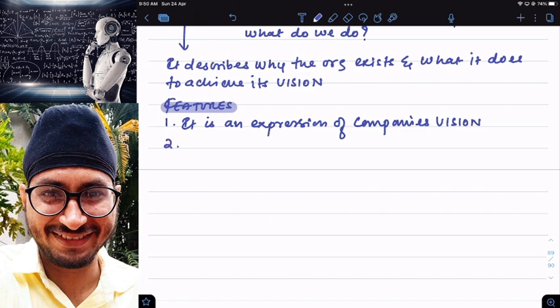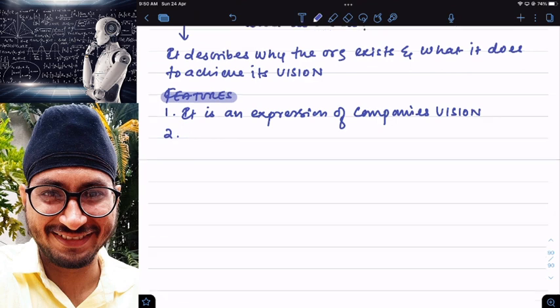Next, number two, it is an expression of company's future growth and ambition. Simple. So if I want to grow in future, if I want to have a better future, then I need to concentrate on my mission.